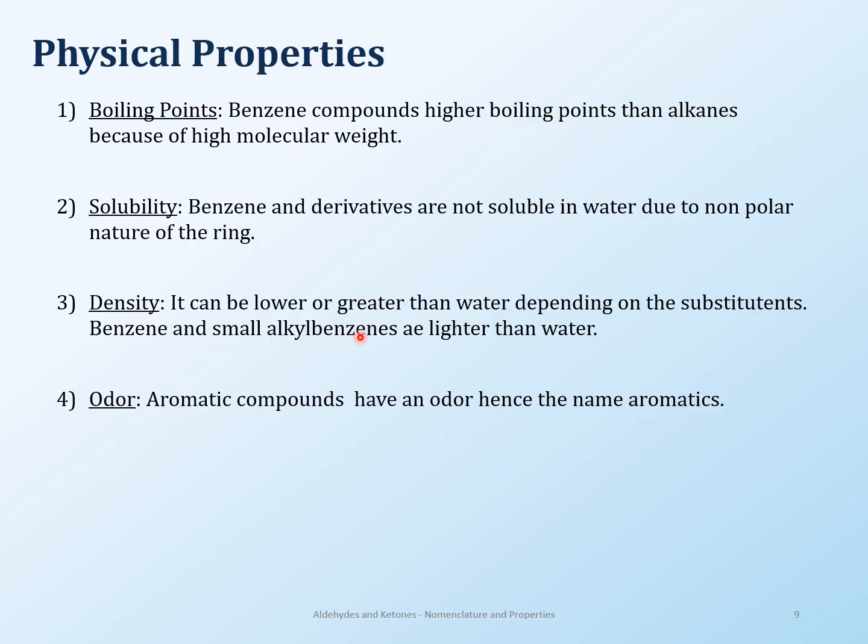Some of the physical properties that we need to go over for benzene compounds: boiling points are a little bit higher than alkanes. It's not super high, but by the time you get to 6 carbons, the smallest aromatic that we are dealing with is benzene, which is C6. So the corresponding alkane would be hexane. They're kind of corresponding, and they're not that much higher.